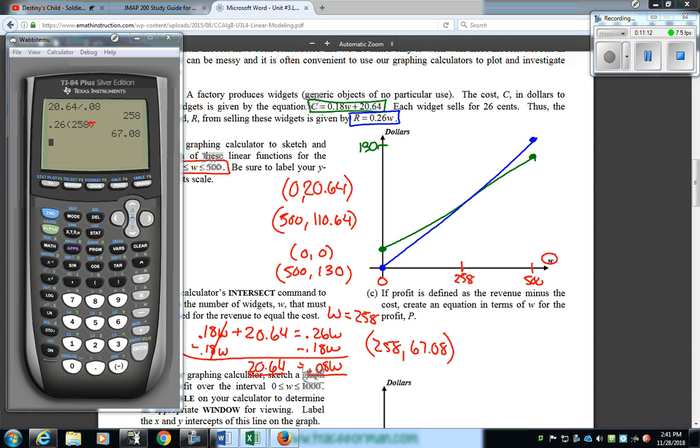So you can find out on each of these questions where they intersect by just setting them equal to each other. And also make sure when you're doing the modeling, like we talked about in the other questions, you understand whether the rate of change is the slope and those initial amounts are fixed costs, which would be the y-intercepts.